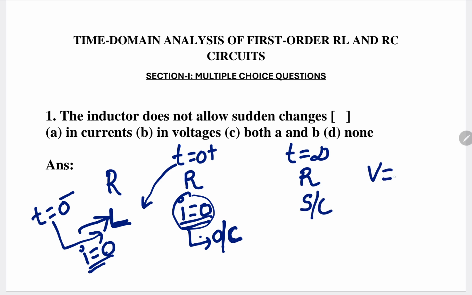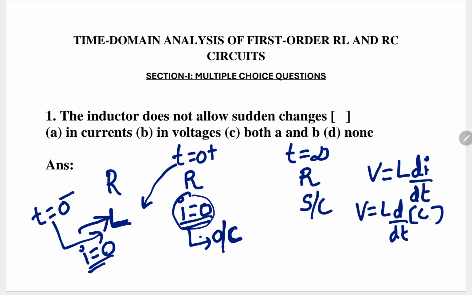Let us see what the voltage across the inductor is. V is equal to L into di by dt. At steady state, the current in the circuit is going to be constant. So there is no change in the current, there is no transient in the circuit. That means the current in the circuit is going to be constant. So V is equal to L into d by dt of a constant.